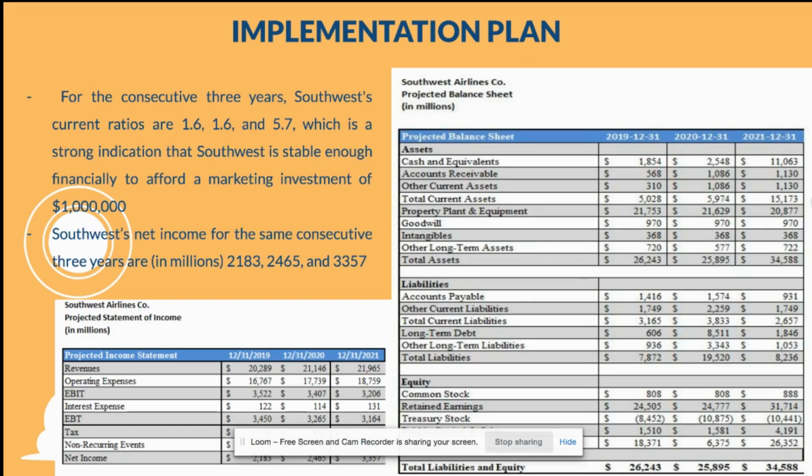Now let's go over the budgeting and the financial aspects for this new partnership and the marketing. For the consecutive 3 years, Southwest current ratios are 1.6, 1.6, and 5.7, which is a very strong indication that Southwest is stable enough to financially afford a marketing investment of $1 million. To add to that, Southwest net income for the same consecutive 3 years are, in millions: 2183, 2465, and 3357. These are very, very powerful financial indicators that Southwest can afford an investment of $1 million, as we can see from the charts given.